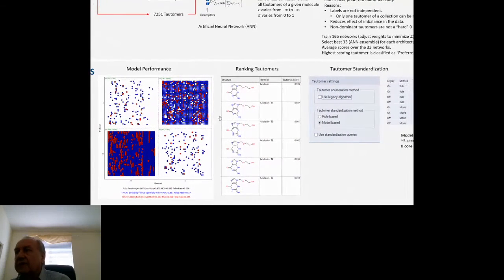So this model can now be used to score tautomers. So here I'm taking acyclovir and using our generate tautomers approach. We generate multiple tautomers of acyclovir, we score them. So this can now be used to rank tautomers as well as standardize them.